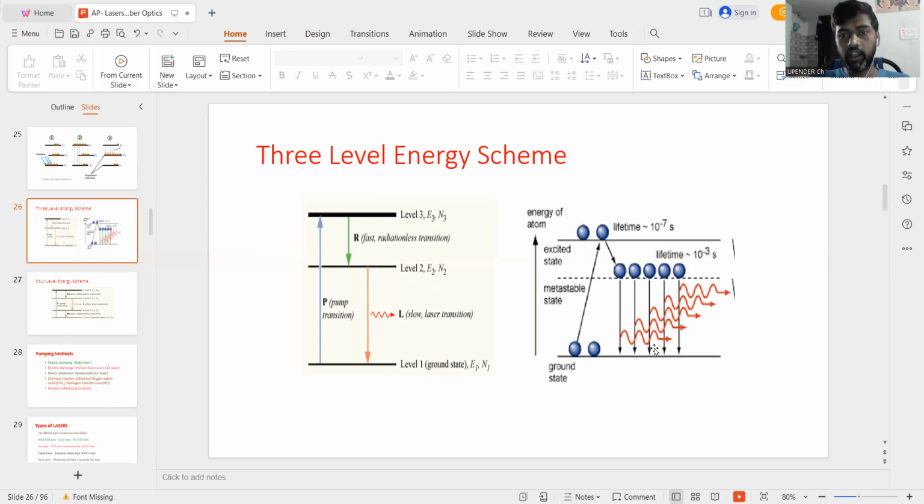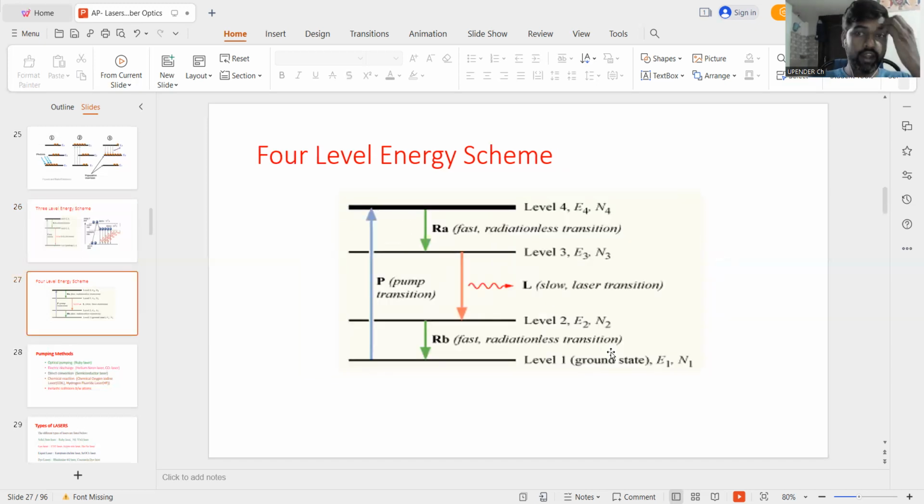Because the ground state has almost infinite lifetime, we have to get the population inversion between the ground state and the excited state. That is a difficult job. To get the population inversion, it requires some time. So a bunch of photons is released at a time. After that, again after some time, in a fraction of seconds, again a bunch of photons is released. Like that, a pulsating laser beam comes from the three-level lasing system. That is what happens in the three-level lasing system.